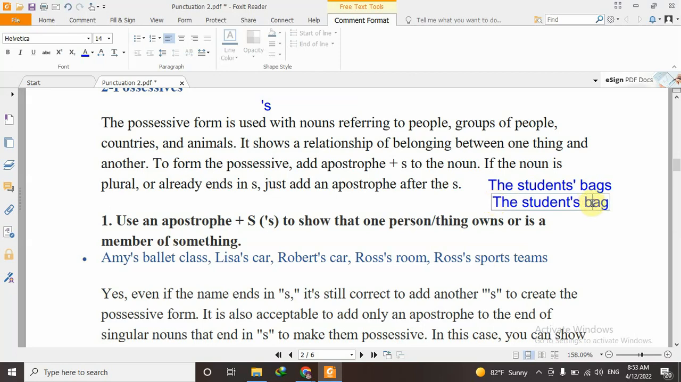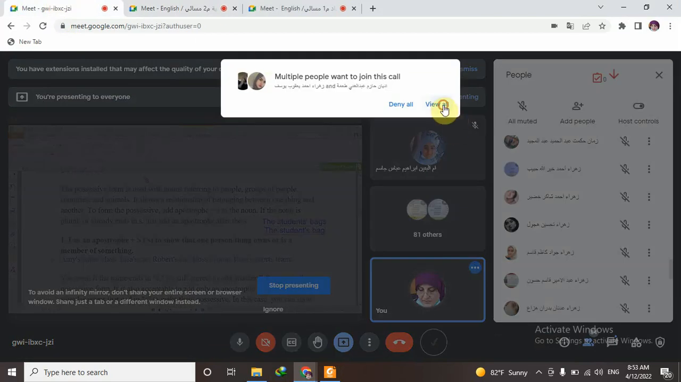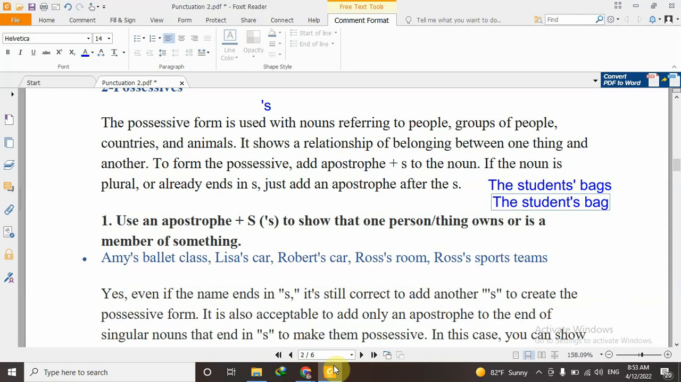Look, how many signs do we have for the possessive? Two: apostrophe and s. We have two signs, the apostrophe and the s. But if the word is already in a plural and there is a plural s, you don't need to write the apostrophe and another s. No, you don't need to write it. Just add the apostrophe after the plural s. This is the plural s.